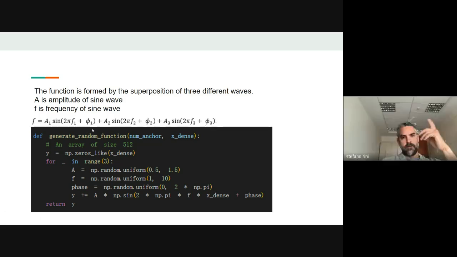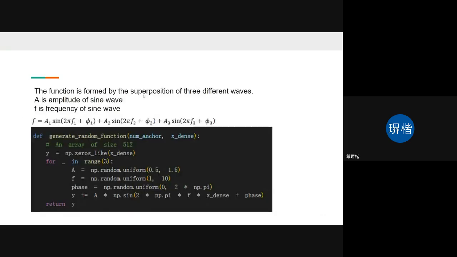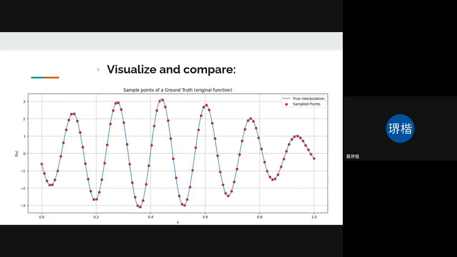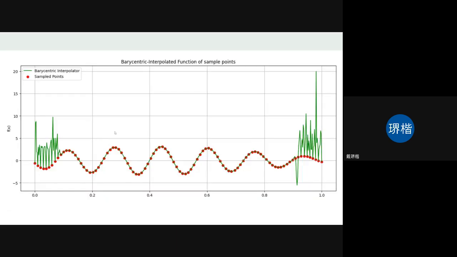Then we take a sample of points. We take 100 sample points. This blue line is the true function, and the red dots are the sampling points. Then this is the barycentric interpolation with the sample points.